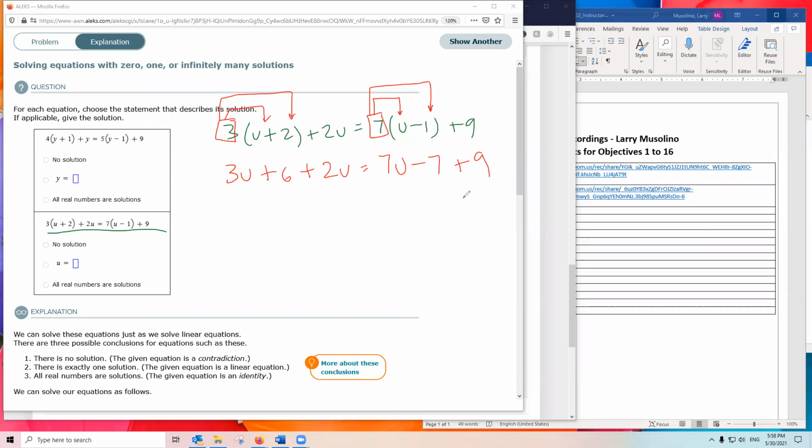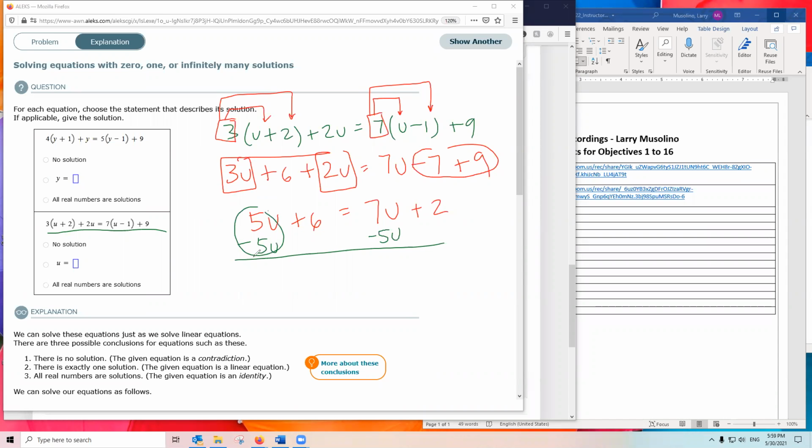Again, I'm going to combine like terms on either side. On the left side, I'm seeing a 3u plus a 2u. Well, that's a 5u. On the right side, I have this -7 plus 9. That's a plus 2. All right, I'm going to get the u's together on the right-hand side. Remember, it's up to me to either get the variable by itself on the left side or the right side. It's up to me to decide that. I'm going to subtract 5u from both sides here. That will cancel out. That's going to leave me 6 is 2u plus 2.